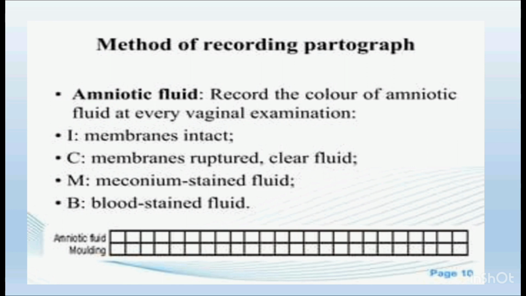Now the amniotic fluid. Record the color of amniotic fluid at every vaginal examination. I indicates membrane intact. C indicates membranes ruptured, clear fluid. M indicates meconium stained fluid, and B indicates blood stained fluid. After the vaginal examination, you have to put the symbols of these indicators.